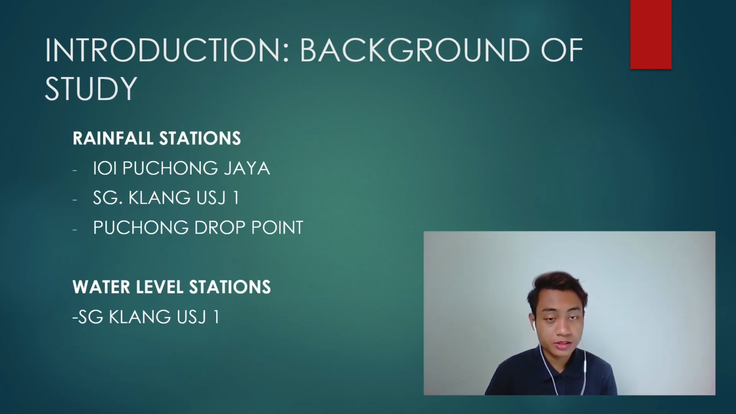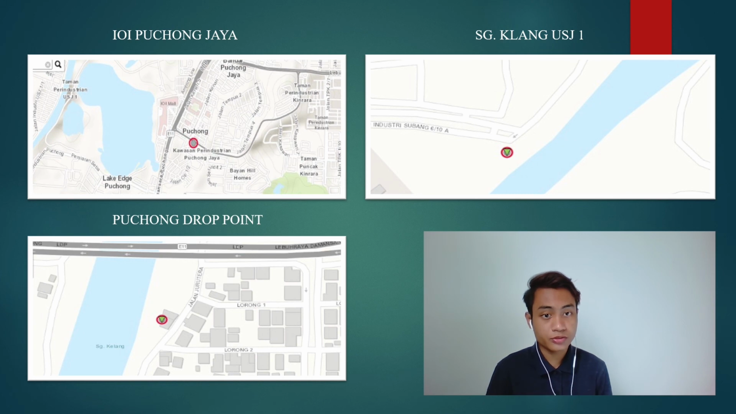For the last part of the introduction, I will explain the background studies for our group project. Each group has been tasked with analyzing one case site relating to flooding in that region, using the map provided by Public Info Banjir. We have chosen 3 rainfall stations and 1 water level station closest to a river in Malaysia. The first is Ayuni Puchong Jaya, the second is Sungai Kelang USG1, and the last is Puchong Drop Point. For the water level station we picked Sungai Kelang USG1.